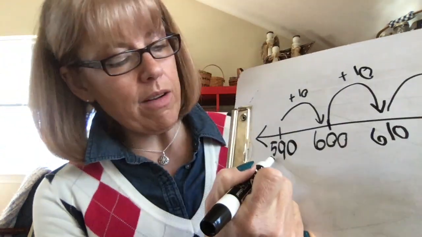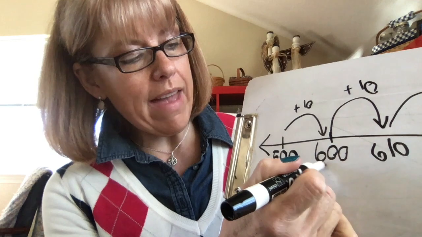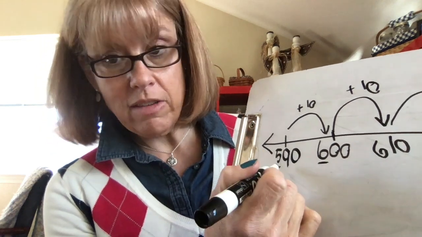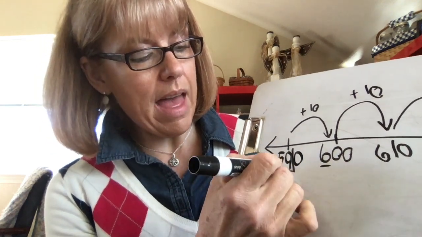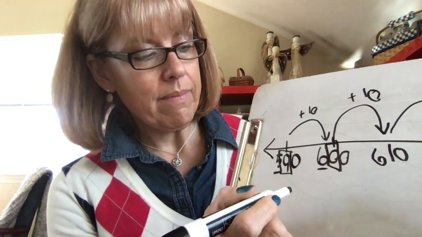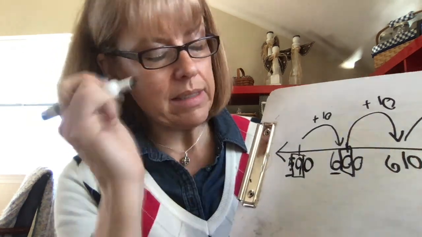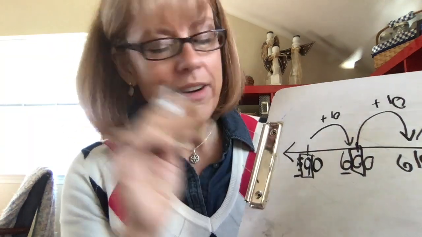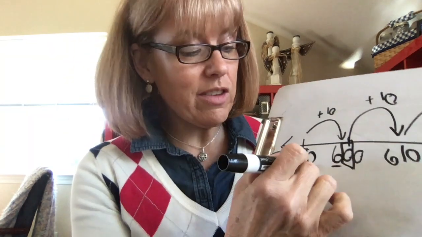Because you'll look right here. Here I had a 5. There I had a 6. So that changed, right? And here I had 9, and there I had 0. That changed. Boy, I wish I had brought home different colored markers. That's okay. So yes, she's correct.